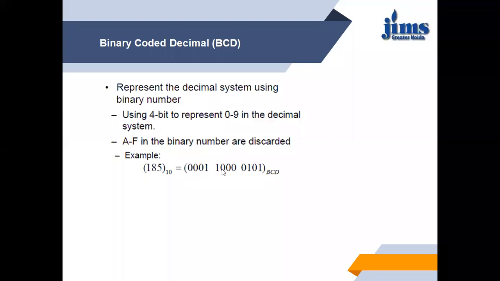So this 185 in decimal is equal to 0001 1000 0101. Now this is your BCD code. So what you have to do is just represent each decimal digit by its 4-bit equivalent binary number, and when we combine these three codes, this is collectively known as the BCD code.